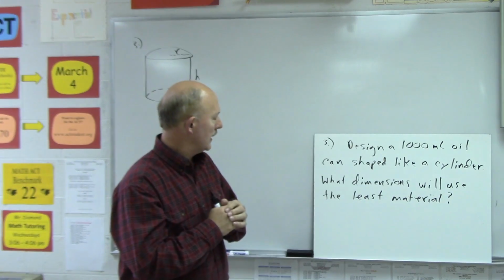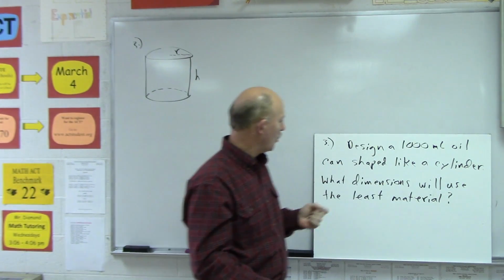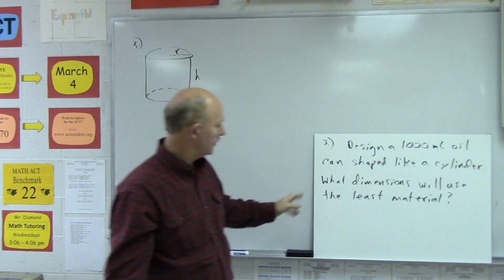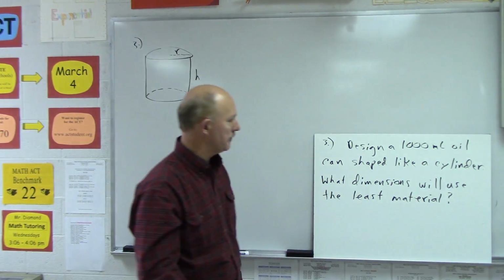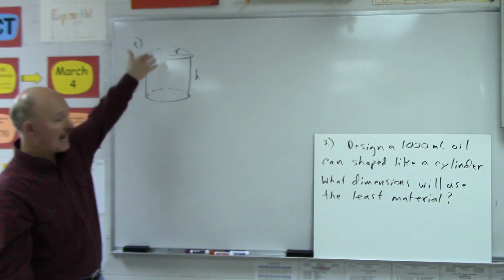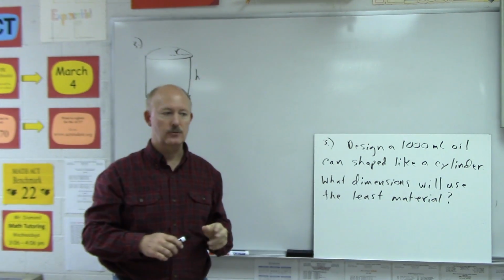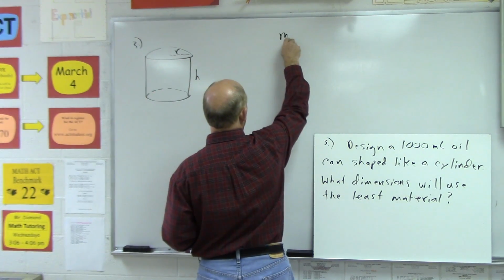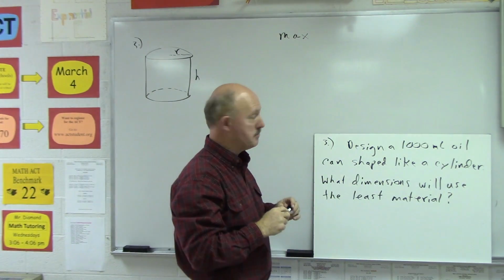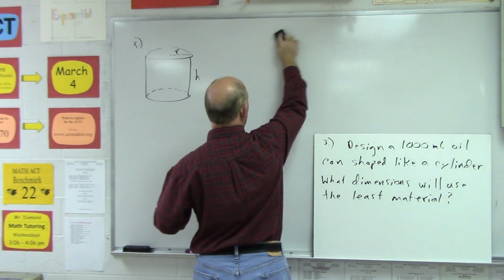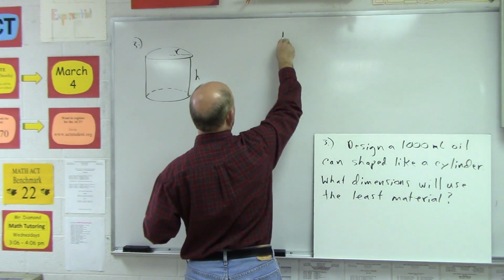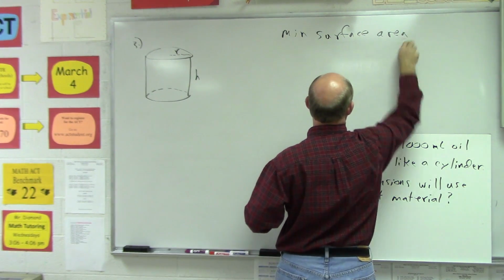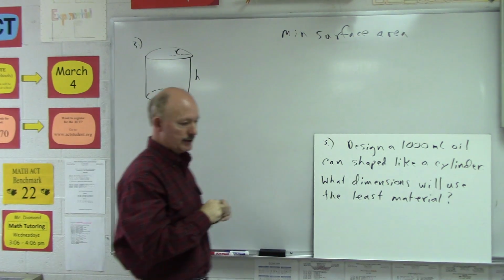Now it says design a 1,000 milliliter oil can. Now 1,000 milliliters, that's our volume, right? But the actual problem says what dimensions will use the least material. The material would be the sides and the top and the bottom of the can. So you're talking about basically the surface area. This problem is asking for the minimum surface area, so we're talking about the least material, right? So this will be the minimum surface area.